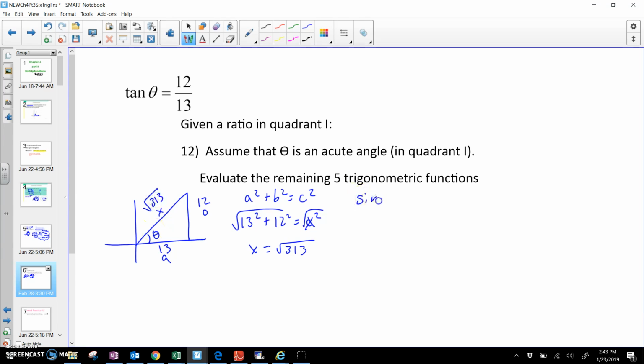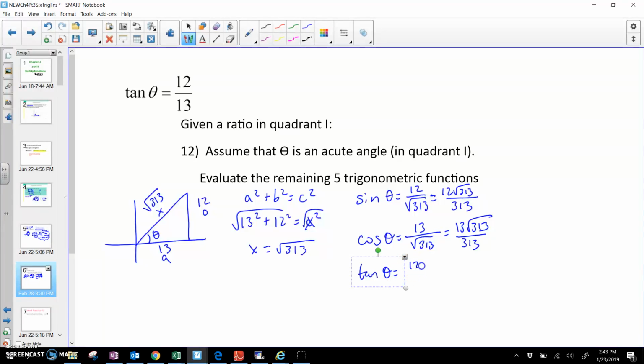So I usually go through and find all 6. So sine of theta is the opposite over hypotenuse. So it's 12 over root 313. Multiply the top and bottom by root 313, and I get 12 root 313 over 313. It's an ugly answer, but it's an answer. Cosine of theta would be the adjacent, so 13 over root 313. Multiply top and bottom by root 313. I get 13 root 313 over 313. Tangent they gave me, so it's just 12 over 13.